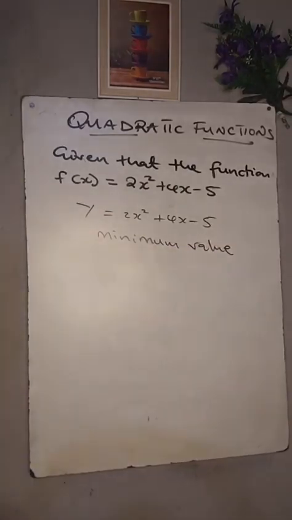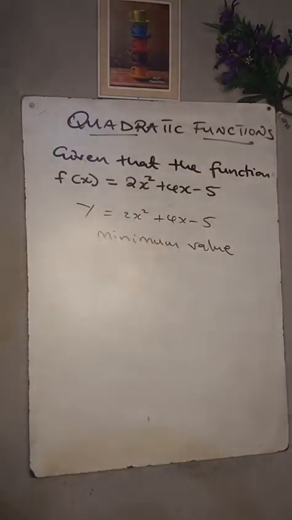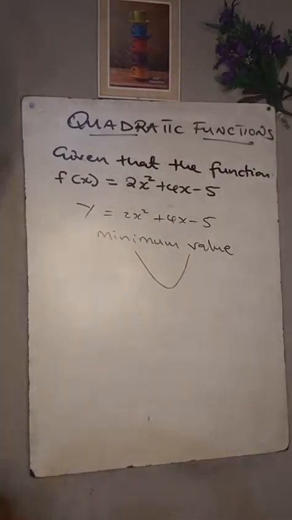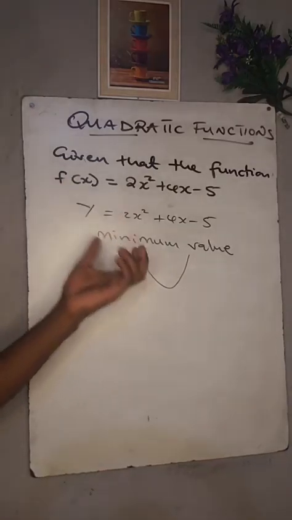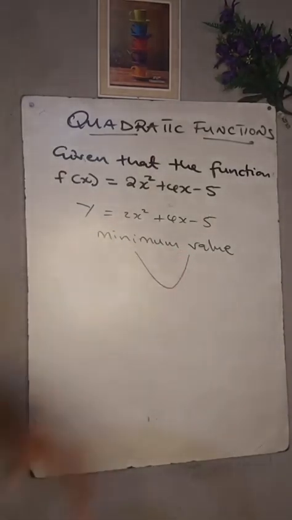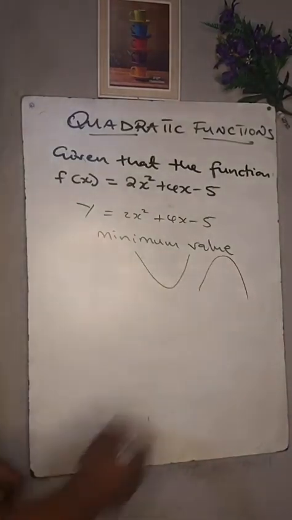We're going to get a minimum value. And of course our graph, if we're to plot this, will have a smiley face. Our graph will be of this nature. Now, if we had a negative there, that means we would have had a maximum value and our graph would have been the opposite. Instead of being like this, our graph would have turned out like that.